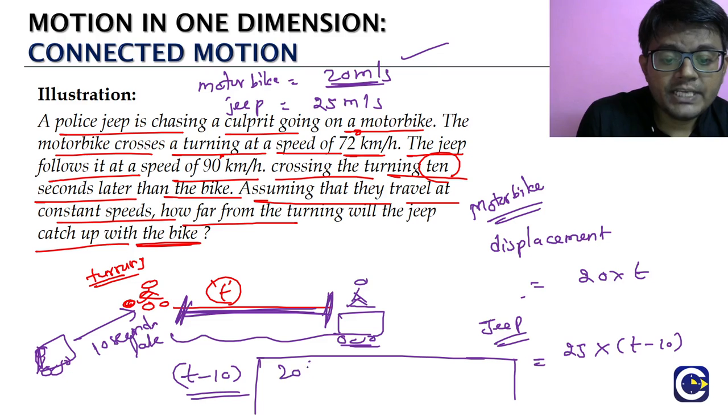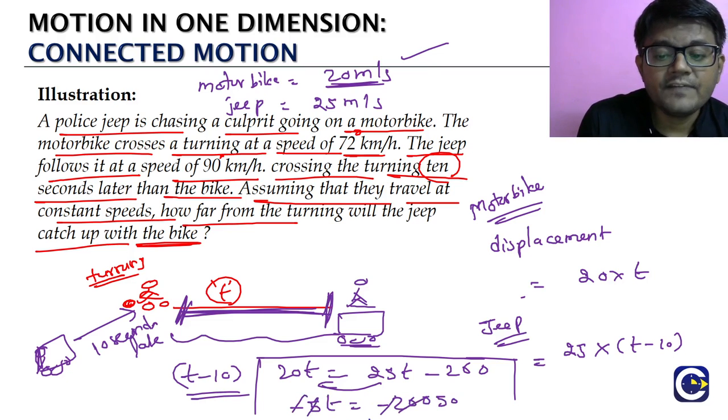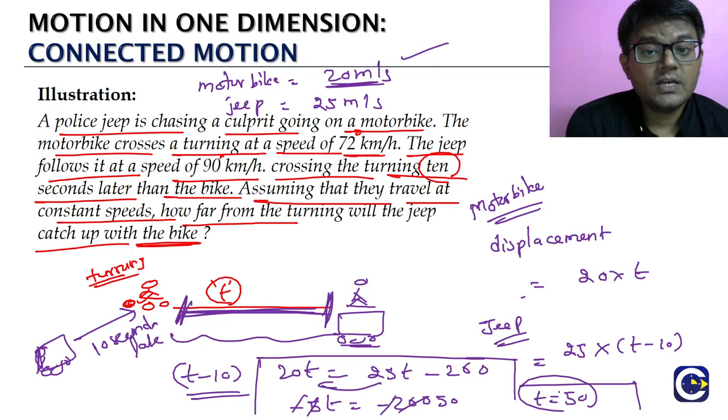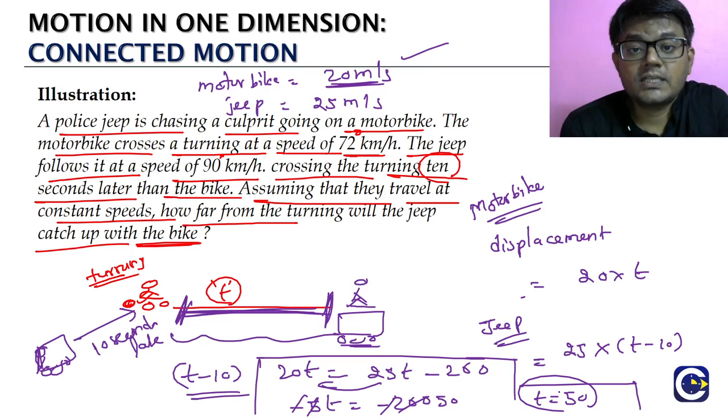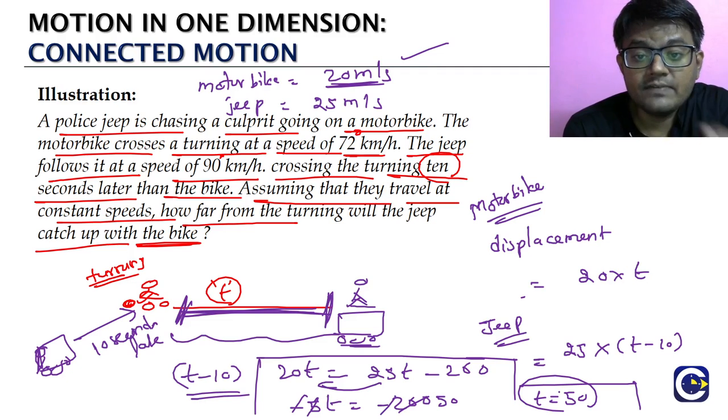20 into t is equal to 25 into (t minus 10), that is 25t minus 25 into 10, which is 250. So we'll bring the 25t to the left side, it will become 20t minus 25t, which is minus 5t, is equal to minus 250. Minus minus is cancelled, 5 ones are 5, 5 tens are 50, which means we are getting the time. The time of journey t for the motorbike thief is 50. Accordingly, the time of journey for the police jeep will be only 50 minus 10, which will be 40 seconds.